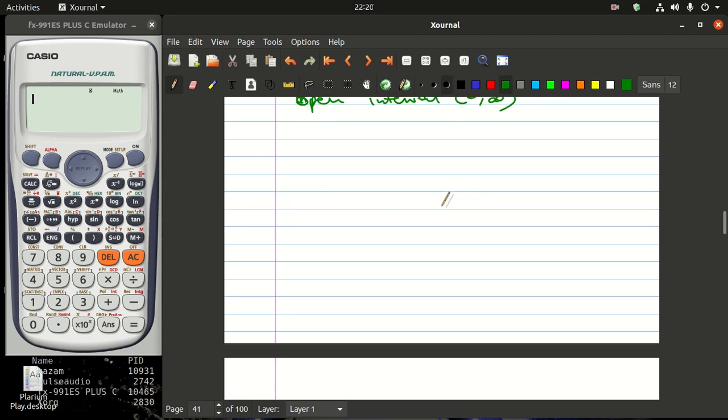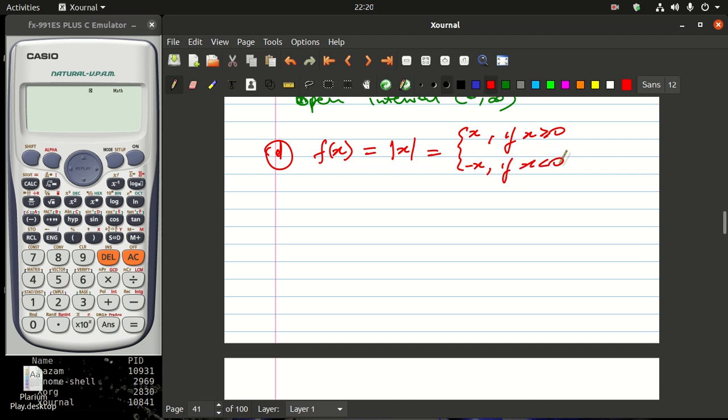And then let's look at the last one. The last one is simply saying that we have d. Our f of x now is equal to the absolute value of x, and we know that the absolute value of x is going to be x if x is greater or equal to 0, and then we're going to have minus x if x is less than 0.